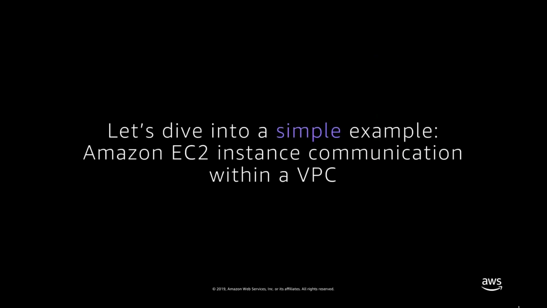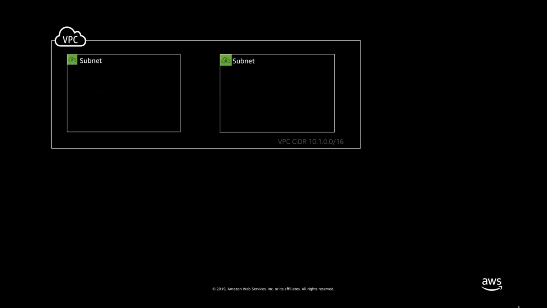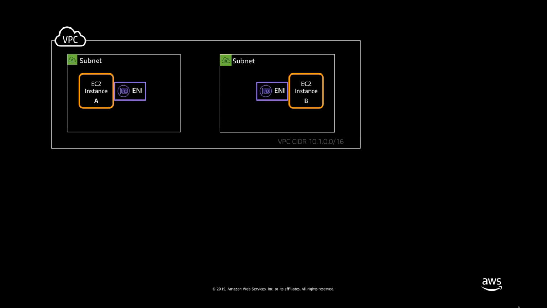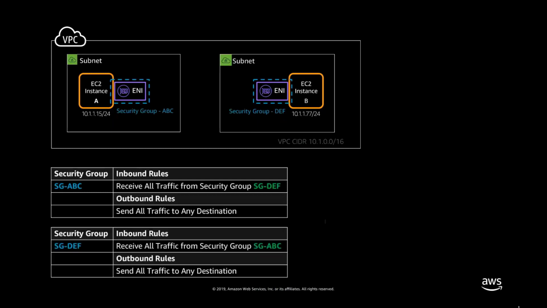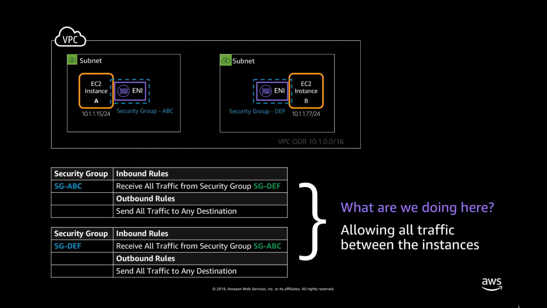Let's take a look at a simple example of what VPC flow logs look like. Let's say that you have traffic going between instance A, which is deployed in a subnet, and instance B, which is deployed in another subnet within the VPC. And you have a security group attached to these ENIs, which are referencing each other, which means that both A and B can talk to each other.